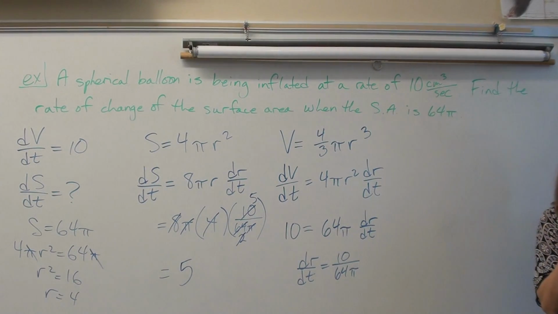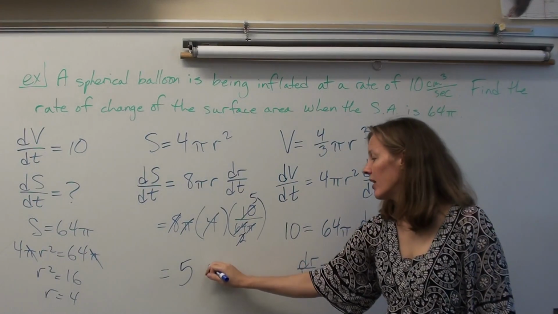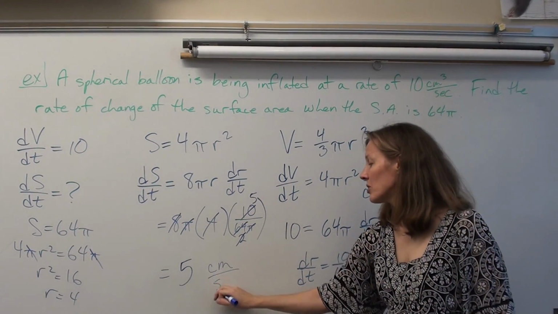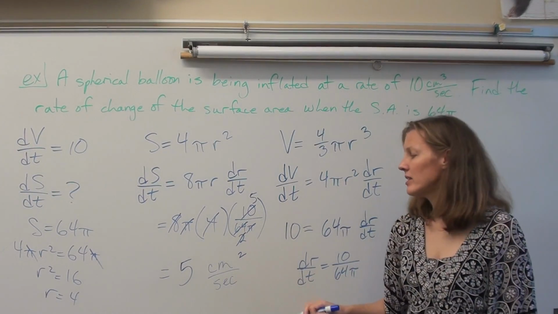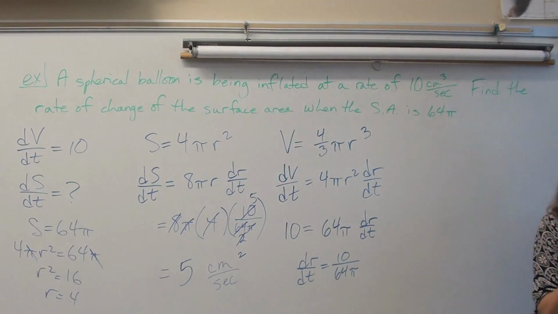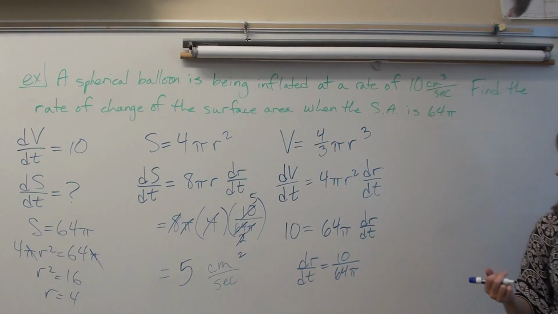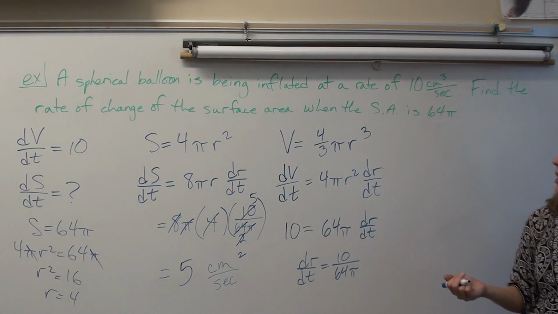What would the units be? So dS/dt is 5. What are the units? Centimeters per second? Centimeters what? Squared. Why is it centimeters squared? Because it's surface area, which is measured in centimeters squared, right? Centimeters squared per second. All right.